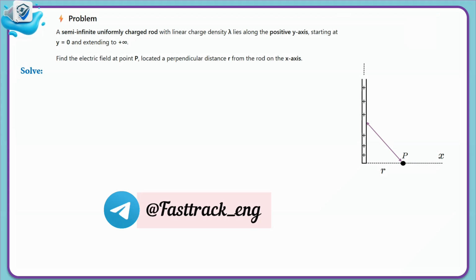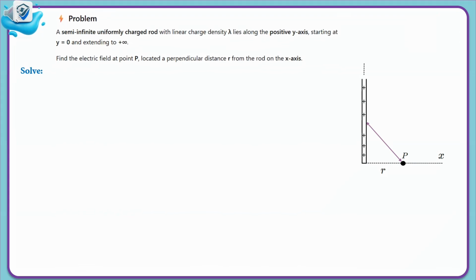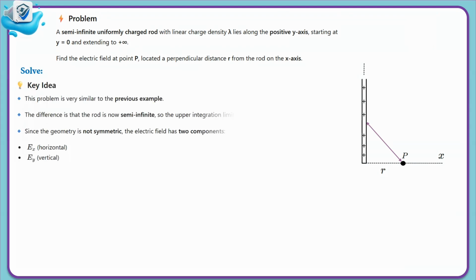Now let's continue with another important electric field problem. This example is very similar to the rod problem we solved in a previous lesson. The main difference is that the charged rod is now semi-infinite. Instead of having a finite length, it starts at y equals 0 and extends all the way to positive infinity. Because of this, the upper limit of integration changes from L to infinity.